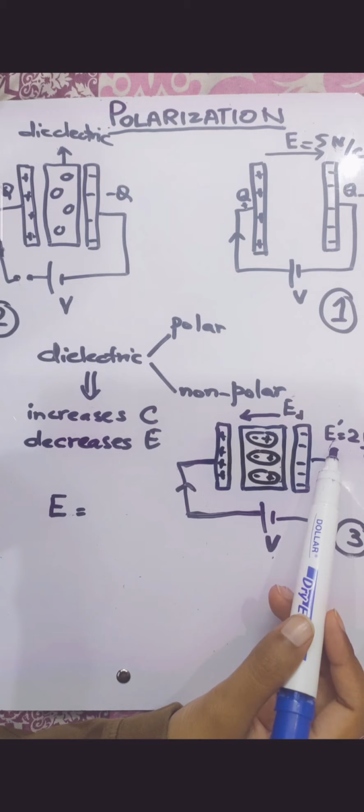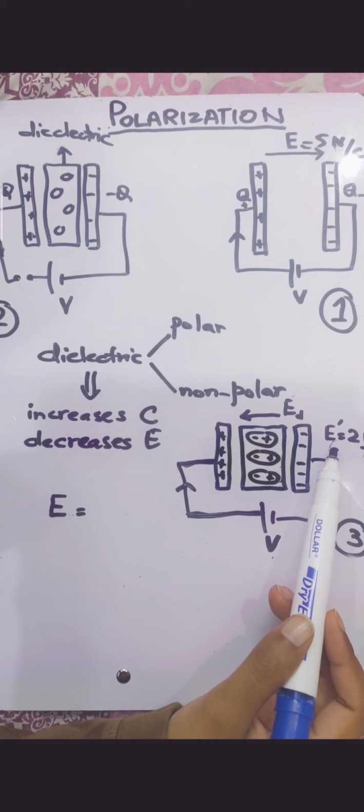In this case, you can see the atoms of the dielectric are randomly oriented. Why do we place the dielectric? Because it increases the capacitance, right? That's why it is more helpful for us, and it increases capacitance while it decreases electric field intensity. So how would the electric field intensity decrease? Before that, we connect this circuit, and in the center you can see dipoles have been created.